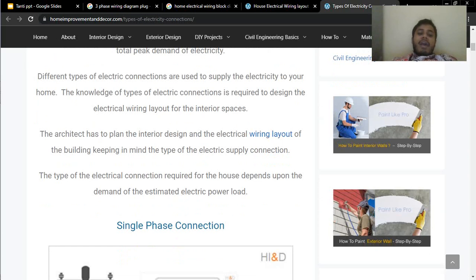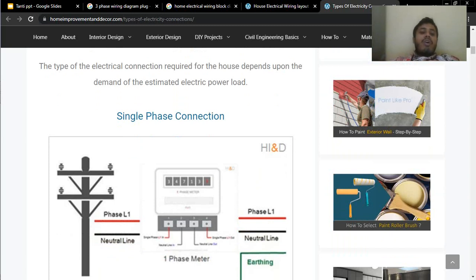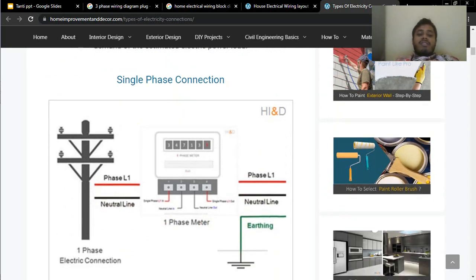The architect has a plan, the interior design and the electrical wiring layout of the building. We'll talk about what a wiring layout is and how it is done using this drawing, and about the different types of layout also. The type of electrical connection required for the house depends upon the estimated electric power demand. If the demand is high, we have to go with three phase, otherwise single phase is enough.